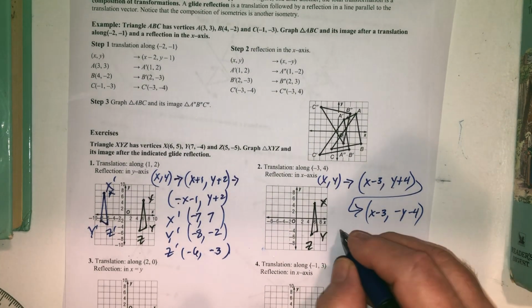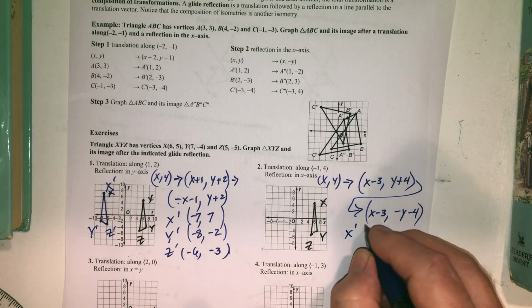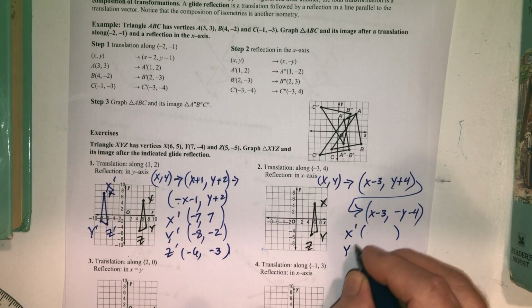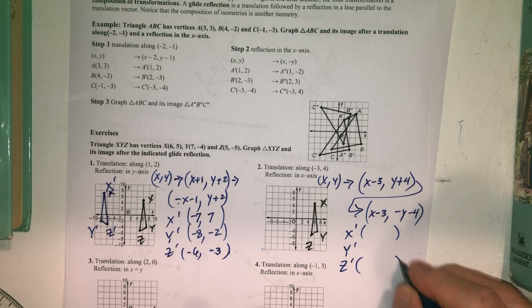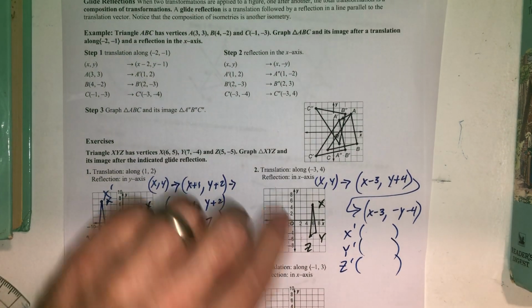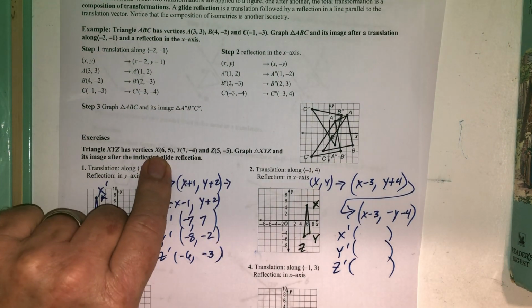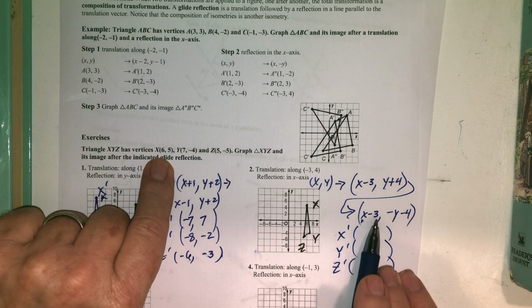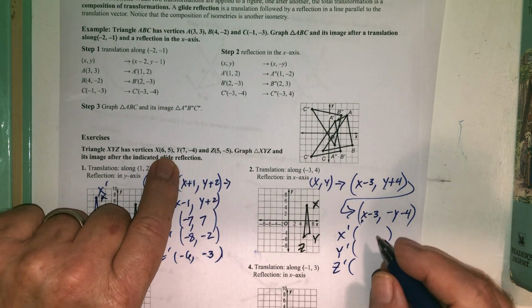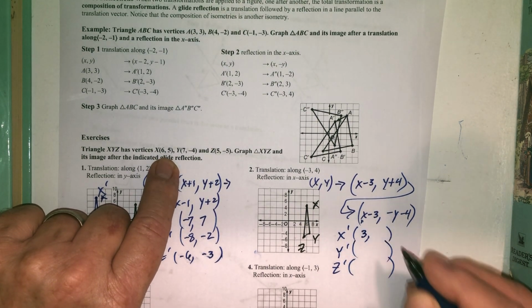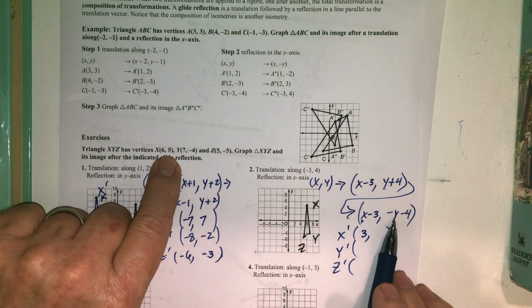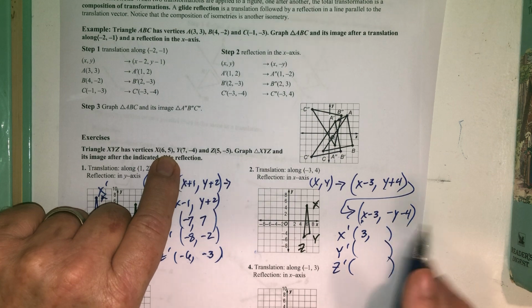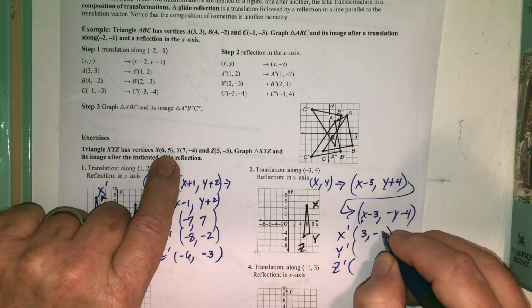Now let's find the coordinates of x prime, y prime, and z prime. We'll start with x. So we need the x coordinate, which is 6, decreased by 3. 6 decreased by 3 is 3. Now we need the opposite of the y coordinate. Well, the opposite of 5 is negative 5, and then we decrease that by 4, which would be negative 9.